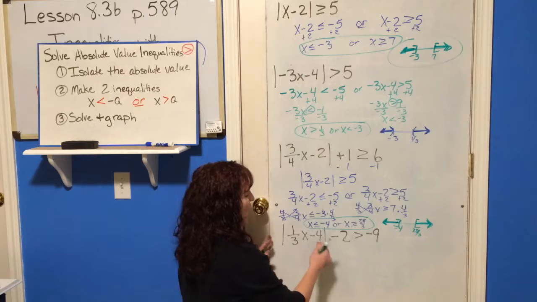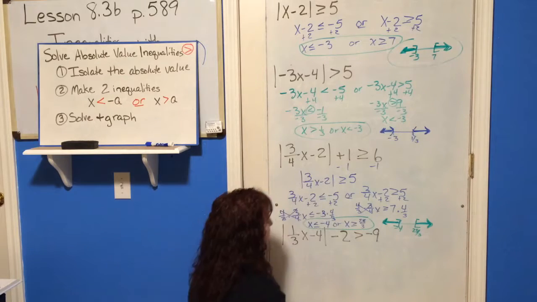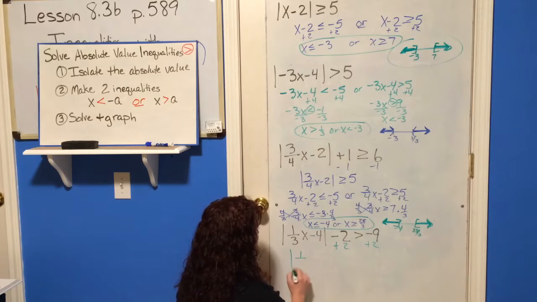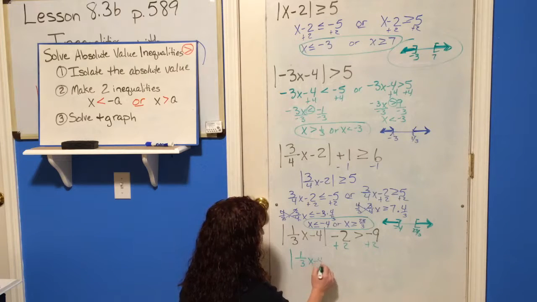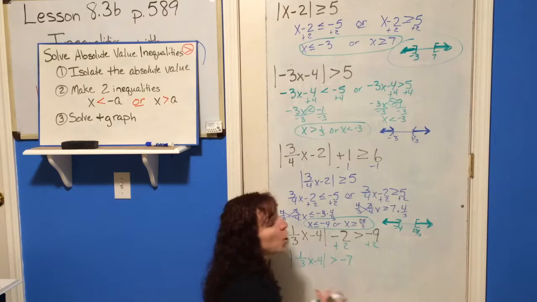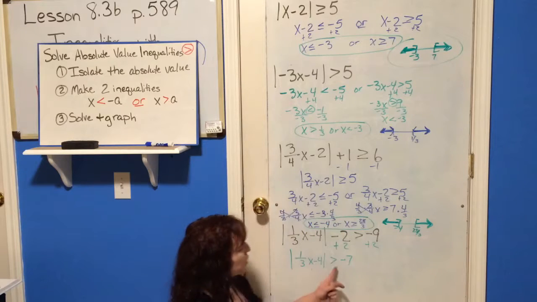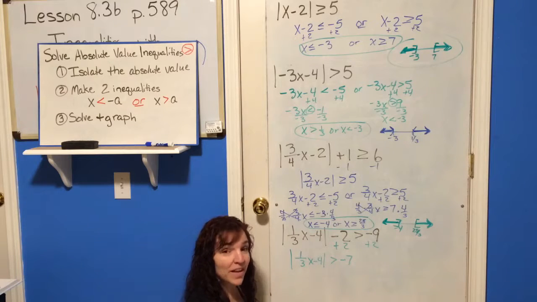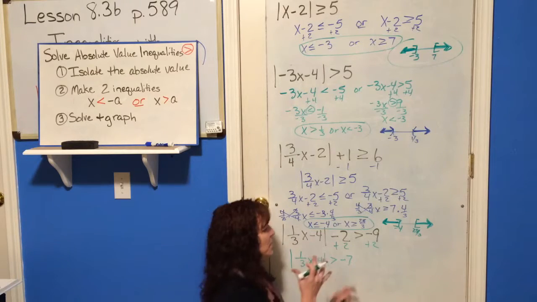Last one. So isolate the absolute value. So add 2 to both sides. Absolute value of 1/3 x minus 4 is greater than -7. And now, hopefully you said, whoa, whoa, whoa. You've got a negative on this side, on the opposite side of your absolute value. And hopefully you noticed, wait a minute, something's not right here.